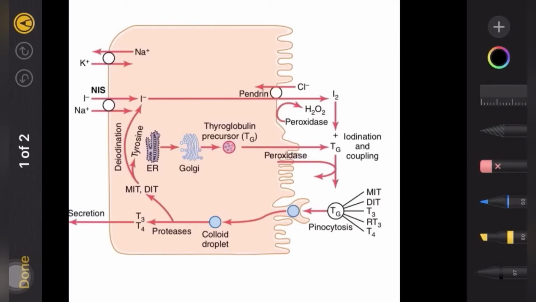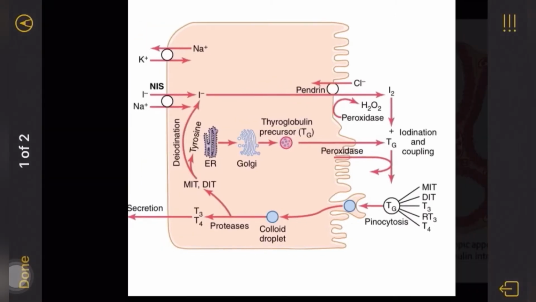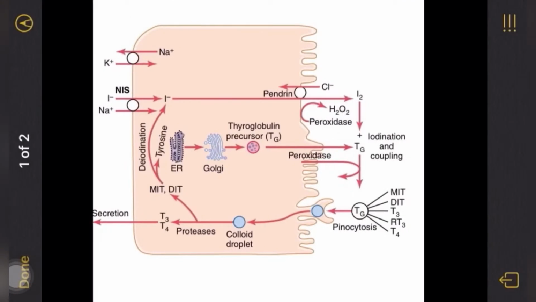From the blood, only 1/5 of this iodine is removed by the thyroid gland to form the thyroid hormones, but the rest of it is actually excreted through the kidneys. Now, this iodine which is present in the blood is taken up into the cell through this sodium iodide symporter.